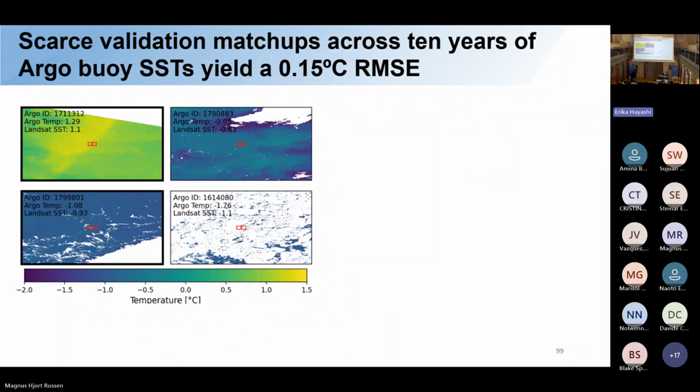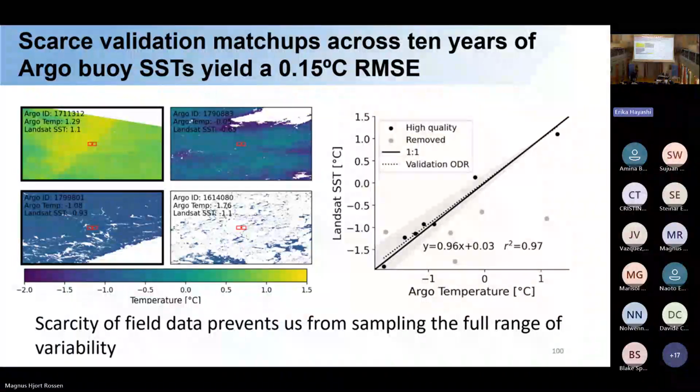Across 10 years, we had a whopping 12 matchups that we were able to get between Landsat and the Argo buoy data, and 5 of those were poor quality. With the 7 matchups that we had from that, we found a really nice agreement. We found a root mean square error of 0.15 degrees Celsius, but you can imagine we didn't sample the full range of variability, so that number would likely change with more data. And we're looking for more validation data for that.